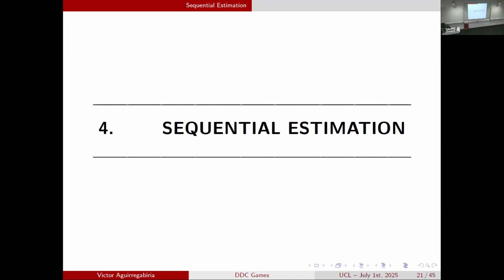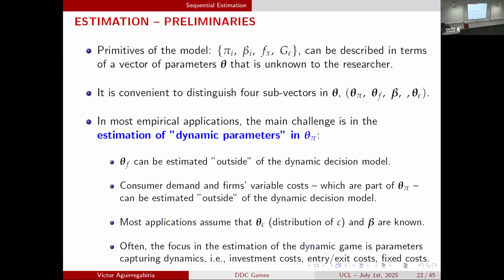Okay, let's talk about estimation of this model. Suppose that we have panel data for A and X. Basically, we observe these firms playing this game over capital T periods of time, and we observe them in different geographic markets.